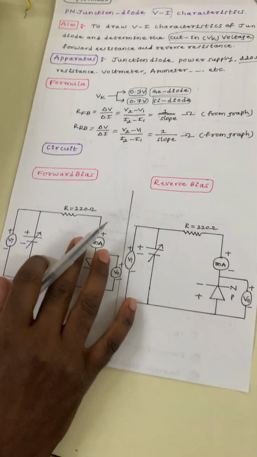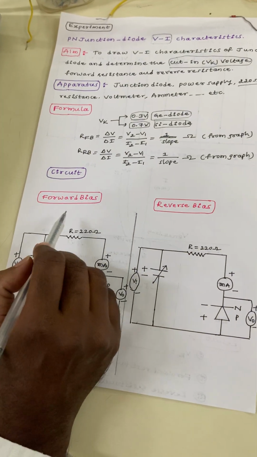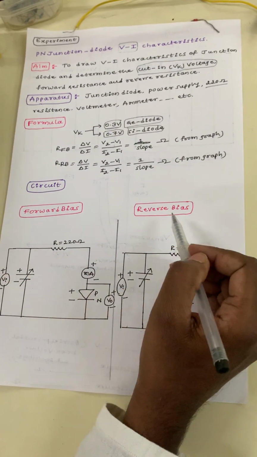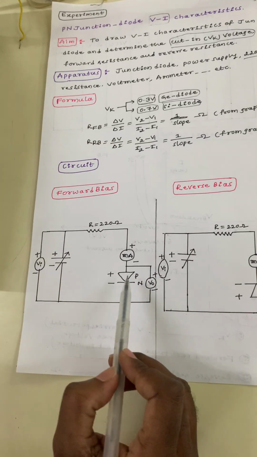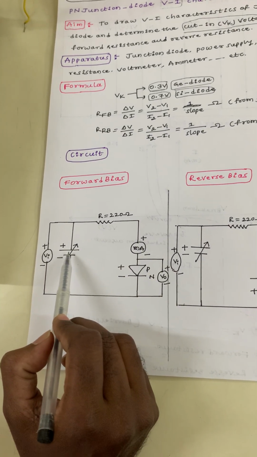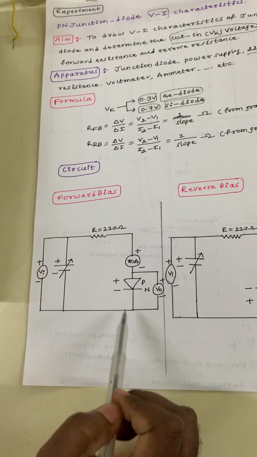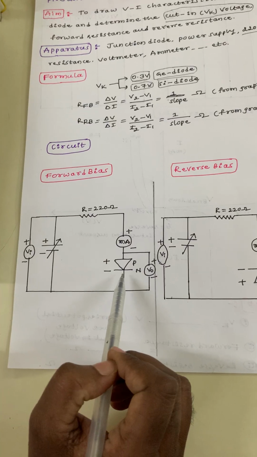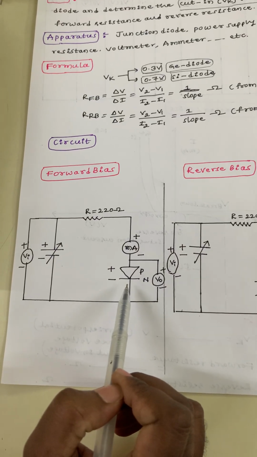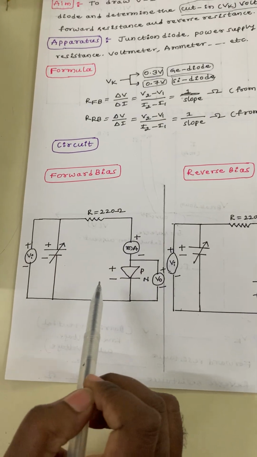First, to identify the values, we have to apply the circuit diagram for forward bias and reverse bias. What is forward bias? The diode positive terminal you connect to the positive terminal of the battery. The diode negative terminal you connect to the negative terminal of the battery. Such a connection we call a forward bias connection.